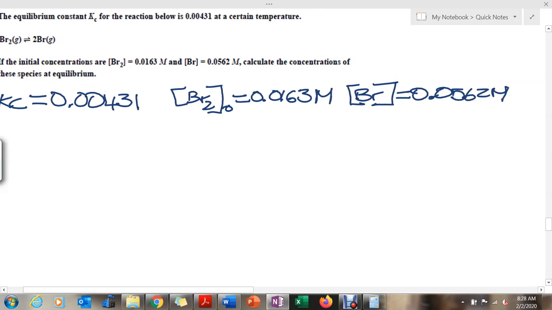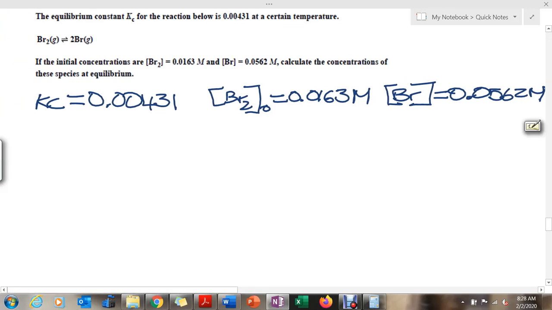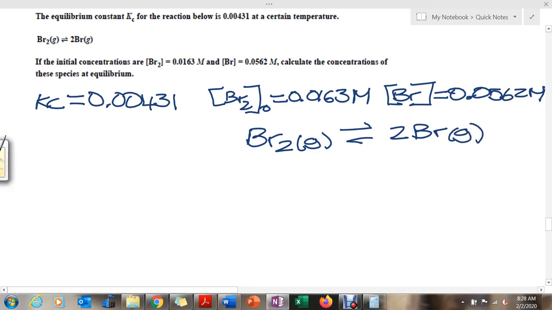So they're asking for the concentration of both of them in equilibrium. So the first thing, we're going to write our equation here. Br2 gas gives me 2Br gas. So the equilibrium expression for this, Kc, is equal to the concentration of Br to the square divided by the concentration of Br2.